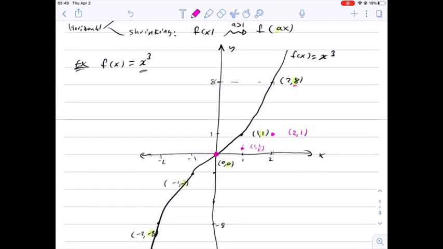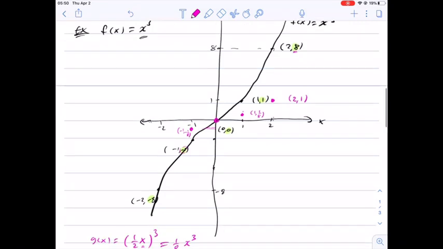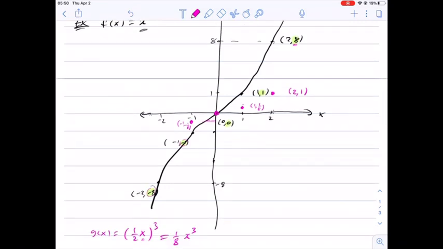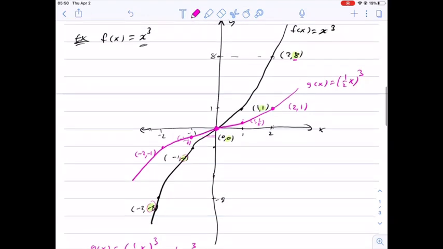Multiply -1 by 1/8, we get -1/8 here. And multiply -8 by 1/8, we get -1. So we get this point here. Let's connect them. So this is a graph of g of x equals (1/2 x) all cubed.